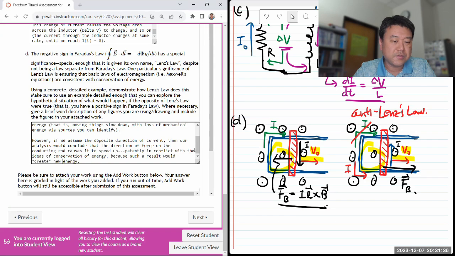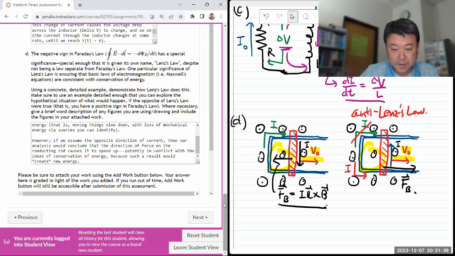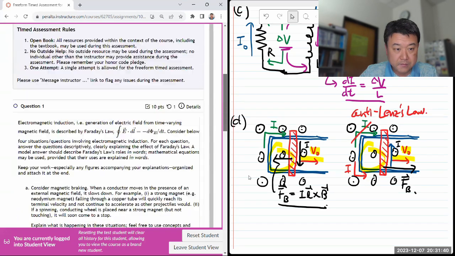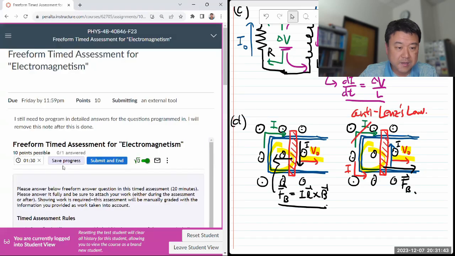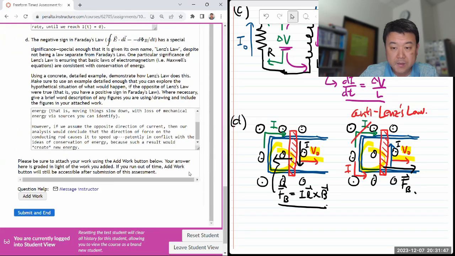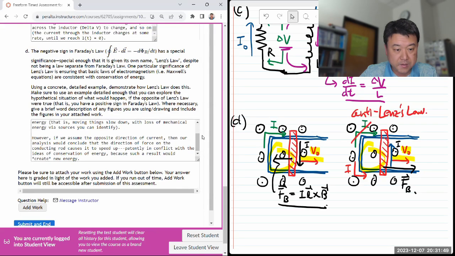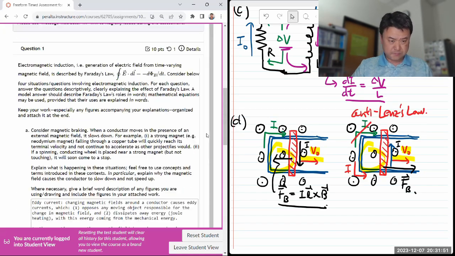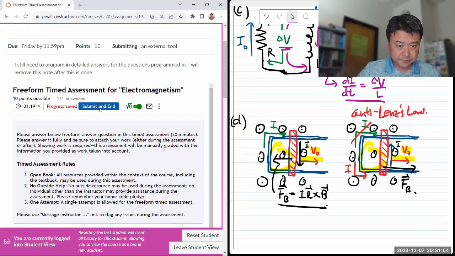Well, new energy, period. Okay, did I have enough time? Yeah, that's probably enough time. So this is mostly word-based, although it does have a place where I can attach this. So let me submit first, so that I won't get kicked out.